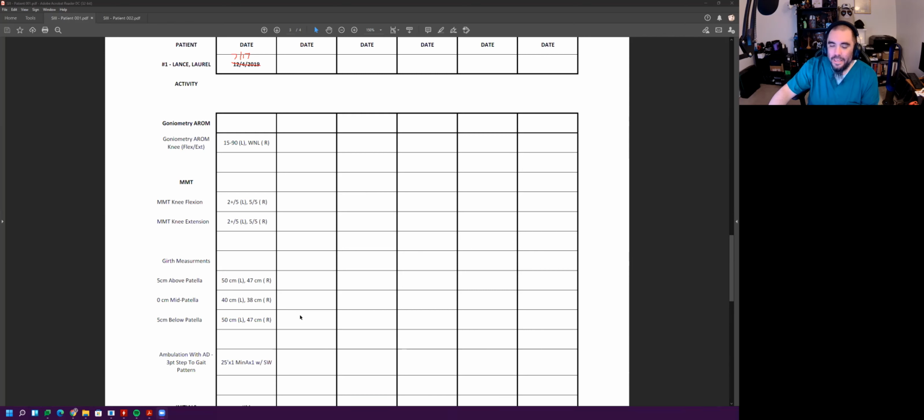If you were doing this in the clinic, you would come down here and see what you're going to do. This tells you you're going to take goniometry measurements, manual muscle testing, and girth measurements, and then walk with the assistive device. Not that bad, right? How many of you feel like you could actually do this patient, or at least fake your way through it? I feel like I can fake my way through it. This isn't that bad.